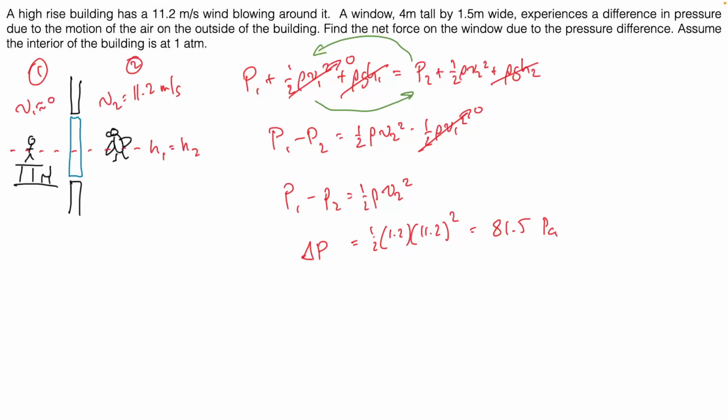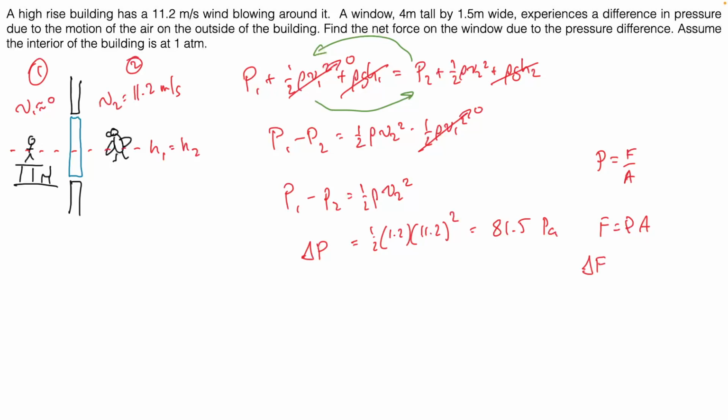What do we have to cycle back to? The very first part of chapter 14, don't we? Where pressure is equal to force divided by area. Do we know the area of the window? You betcha. So that force is going to be that pressure times area.